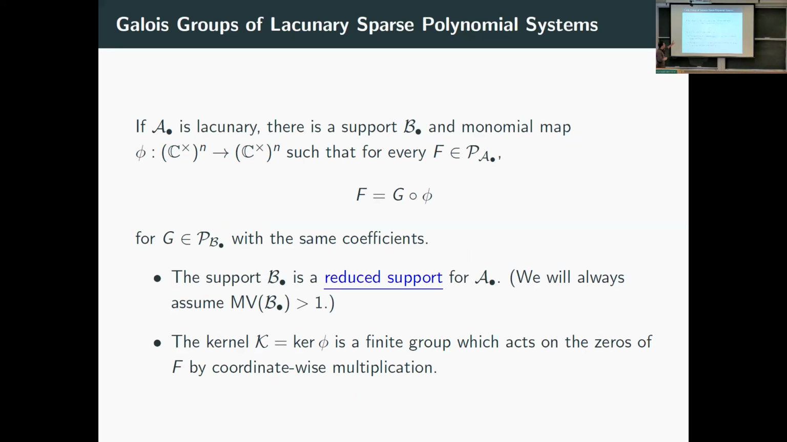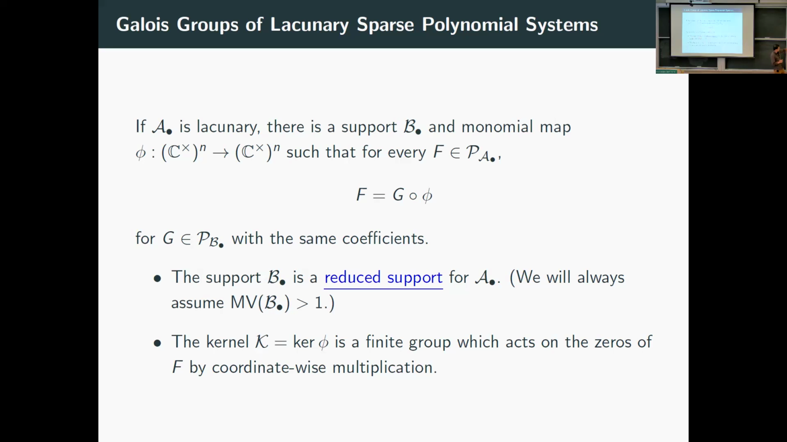So we've said this already, but a system is lacunary, or a set of supports is lacunary, if there's another set of supports B dot and a monomial map phi, so that any system of support A dot is the precomposition by that monomial map phi of some system from the support B dot. And these systems have the exact same coefficients, and an example is worth 1,000 words in this case.